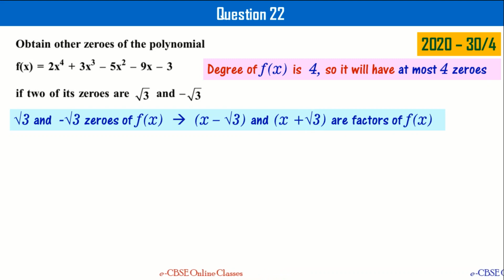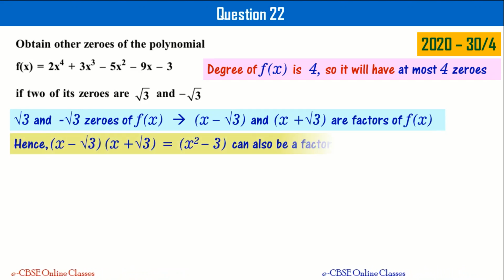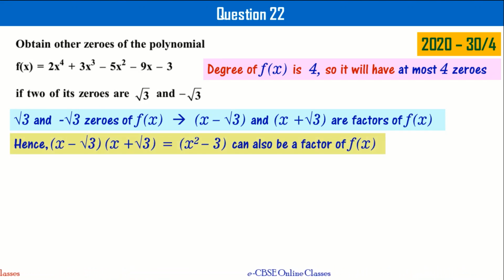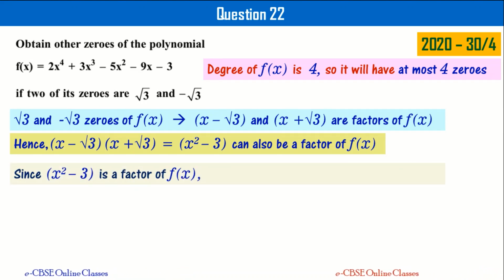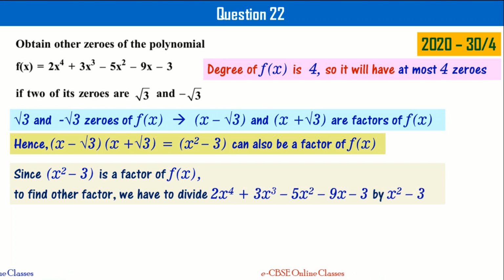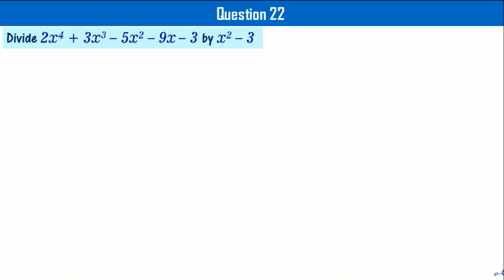It means that x minus root 3 and x plus root 3 are going to be the factors of f of x, right? You multiply them so that you get x square minus 3, right? That can also be a factor of f of x. Since x square minus 3 is a factor of f of x, to find the other factor, we have to divide f of x by x square minus 3, right? It means we have a division problem now. We have to divide 2x power 4 plus 3x cube minus 5x square minus 9x minus 3 with x square minus 3, right?